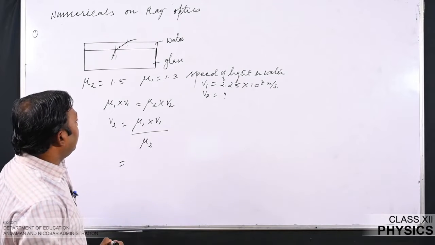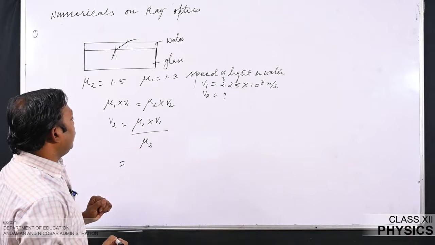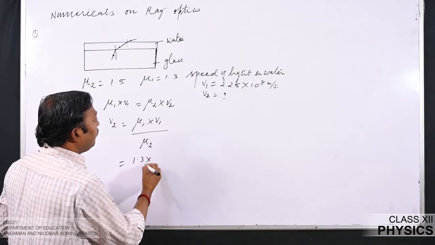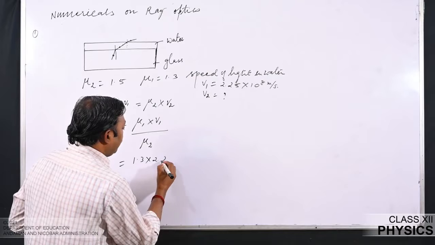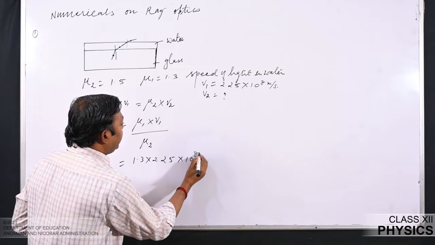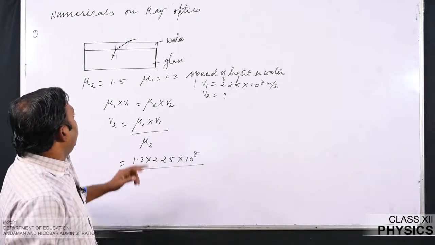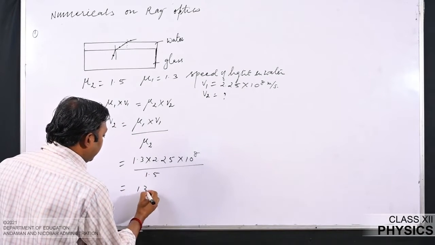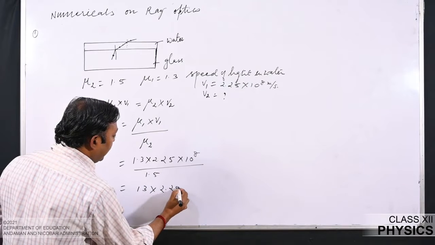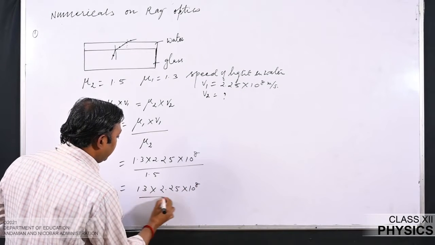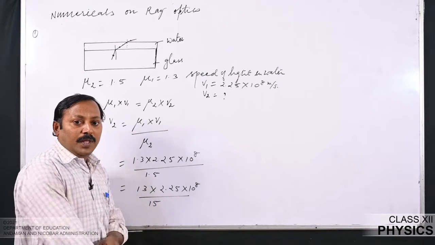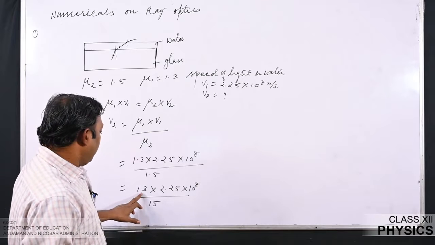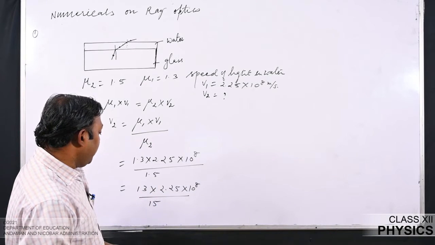Now we have to substitute the values of mu 1, mu 2 as well as V1. Here mu 1 is 1.3, so I substituted here, multiplied by V1 is 2.25 into 10 to the power 8 divided by mu 2 is 1.5. So this further can be written as 13 multiplied by 2.25 into 10 to the power 8 divided by 15. So here we will get 13 multiplied by 2.25 divided by 15.